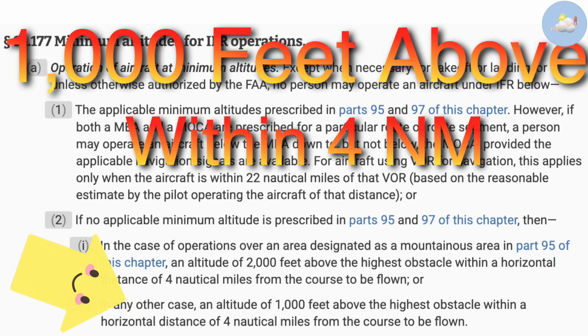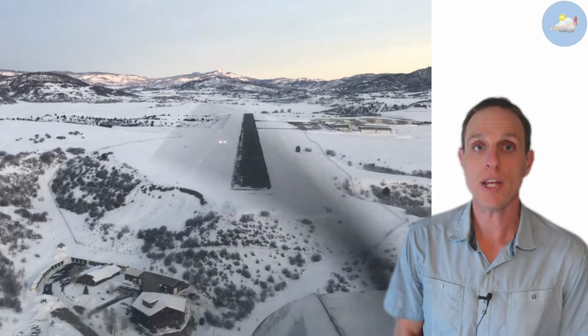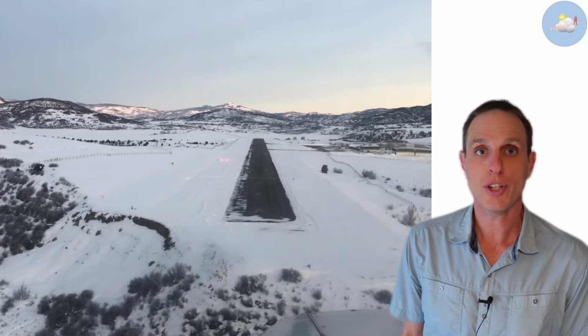How exactly do you sort that out? That's entirely up to you. All that said, when issued a cruise clearance by ATC, you have all the authorization you need to descend and land at your intended destination IFR.